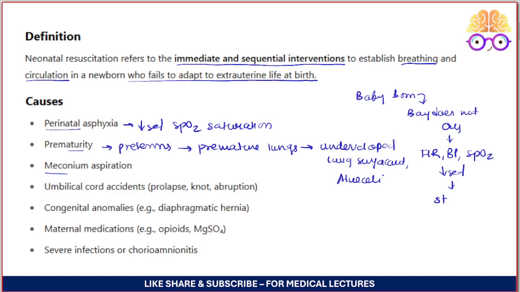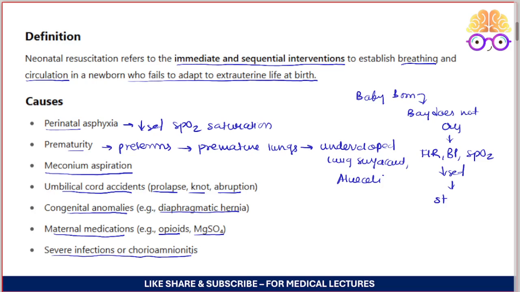Then we have the meconium aspiration. Then we have the umbilical cord accidents like prolapse, knot, abruption. And then we have congenital anomalies like diaphragmatic hernia. And then we have the maternal medicines, for example the use of opioids or the use of MgSO4. And there are severe infections or chorioamnionitis. So these are the possible causes which can lead to alterations in the vitals of the baby, and which can lead to the emergency protocol of neonatal resuscitation.